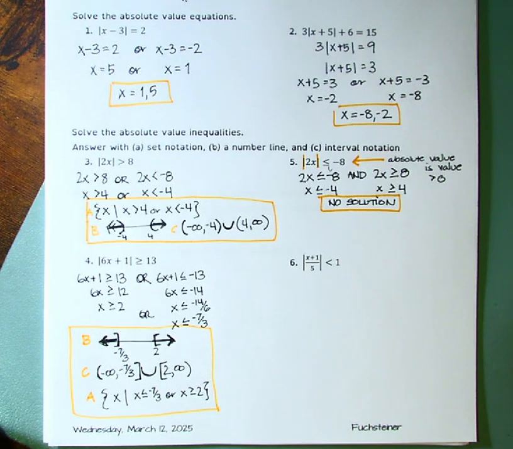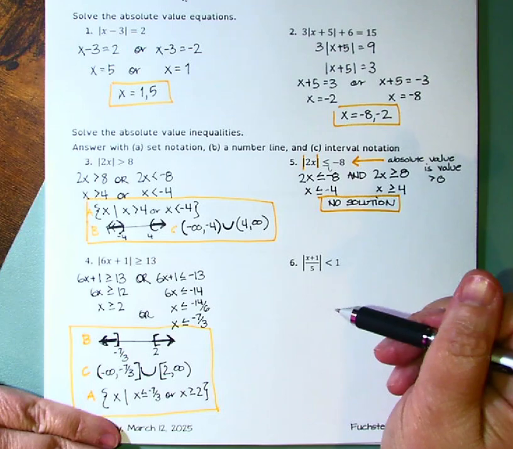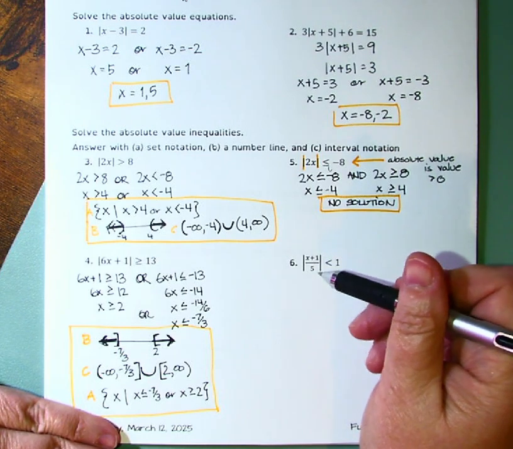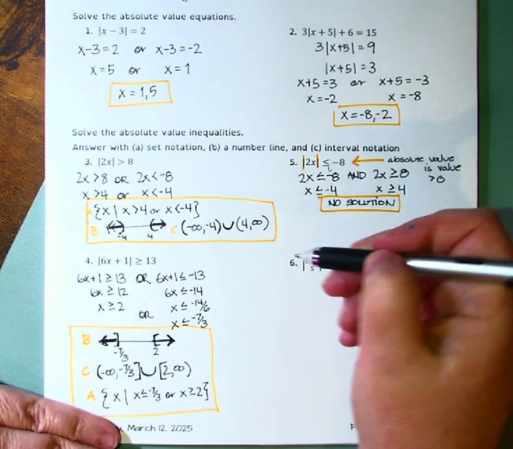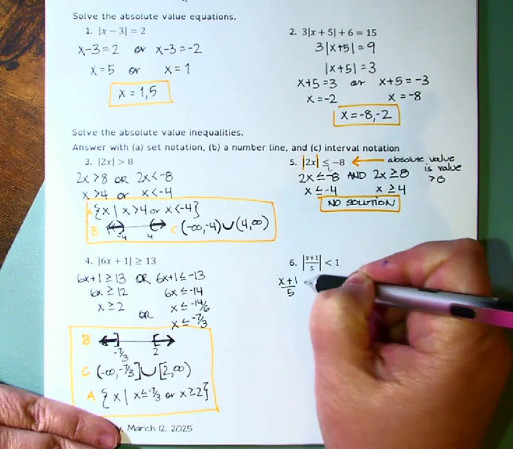Okay. Let's try number 6. Oh, these were out of order. It's okay. It's not a big deal. All right. So in number 6, we've got the absolute value of x plus 1 over 5, which is less than 1. So I'm going to take that x plus 1 over 5 is less than 1.